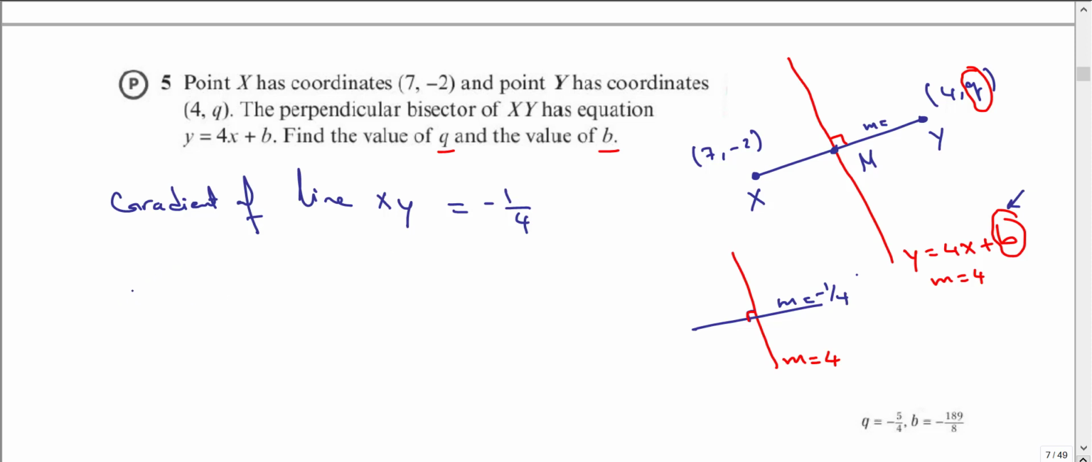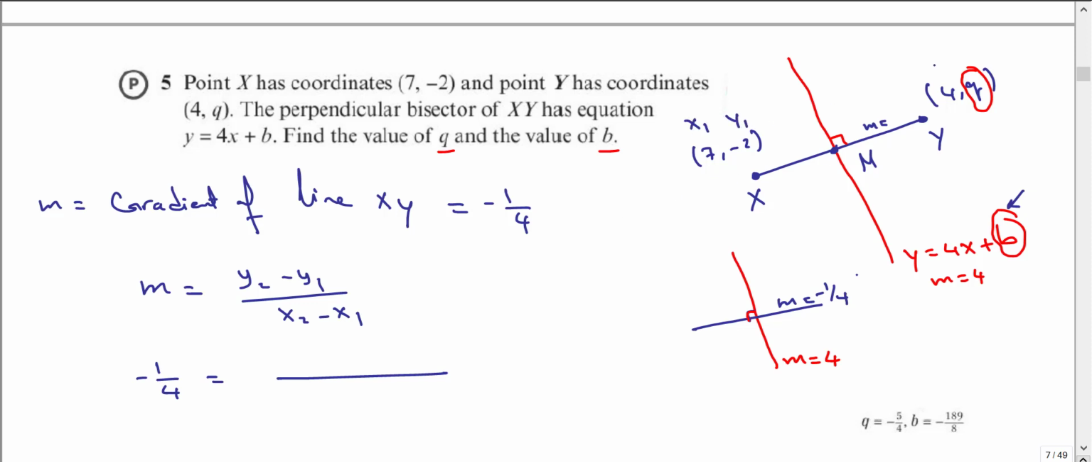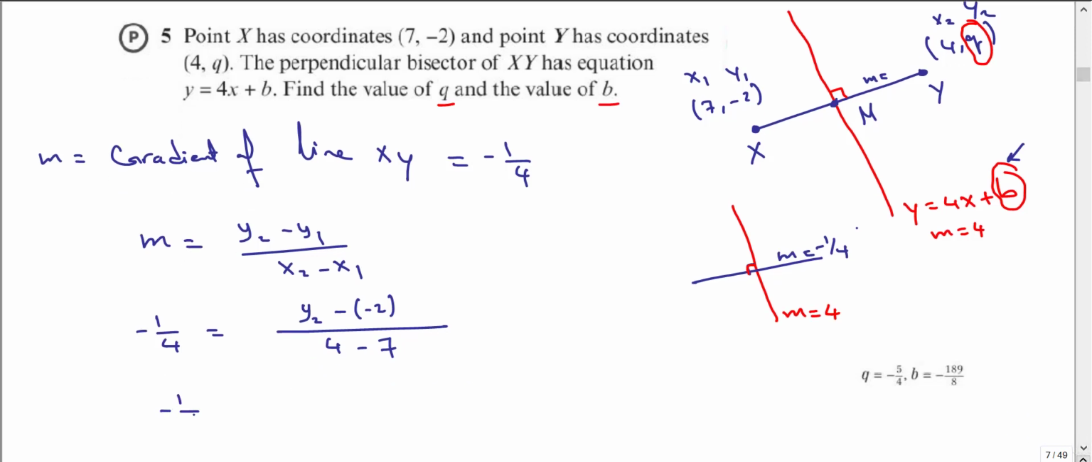So that would be M. According to the rule, M is Y2 minus Y1 over X2 minus X1. I just said M is negative 1 over 4. So negative 1 over 4 equals Y2... where is Y2? This is X1, Y1, X2, Y2. Keep in mind, I want Y2, which is Q. So this is Y2 minus 2 over 4 minus 7. Simplify this and get Y2. So negative 1 over 4 equals Y2 plus 2 over negative 3.